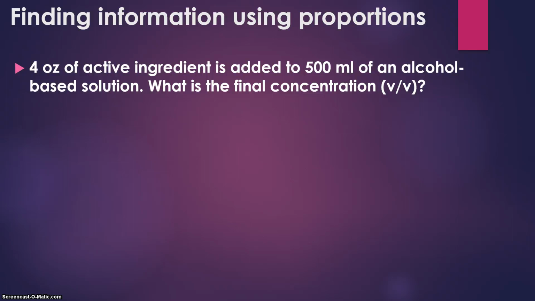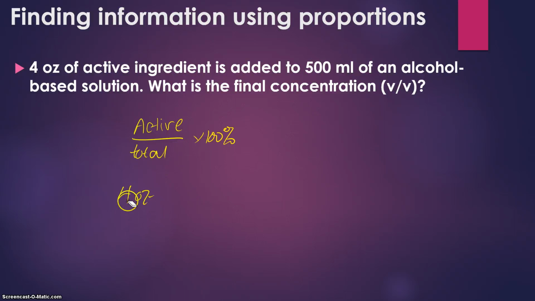Okay, and here's another example. 4 ounces of active ingredient is added to 500 ml of an alcohol-based solution. What is the final concentration volume by volume? So we're going to use our active over total times 100% to solve this. So you have 4 ounces of active ingredient, right?